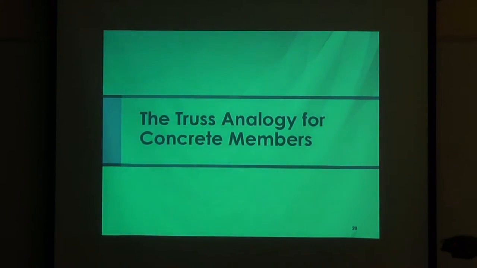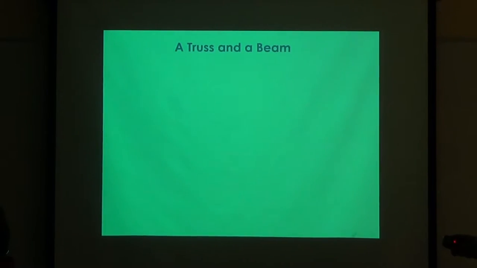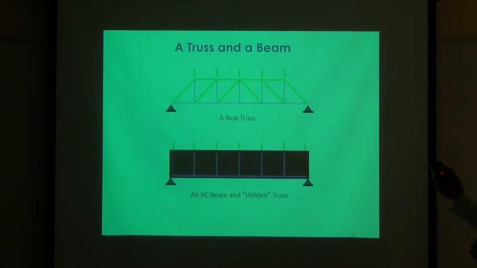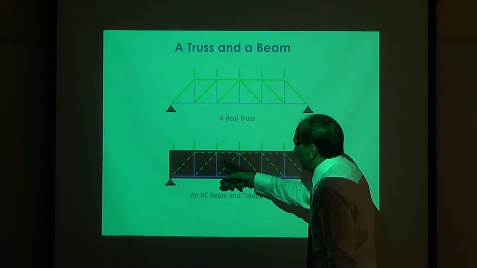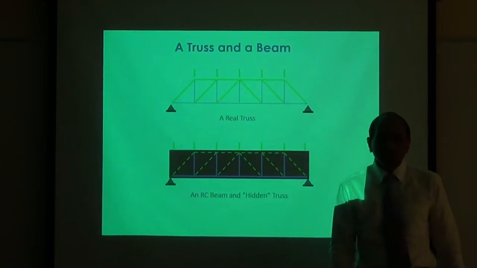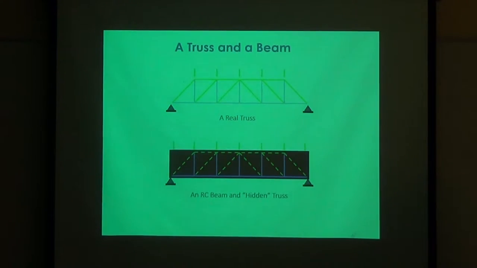So we come to the truss analogy of concrete members. And back again. So this is how it looks. We are now going to forget all about everything else and only concentrate on trying to find the hidden truss in a concrete member and design that hidden truss. And if we design that hidden truss, the member should be fine. Right?